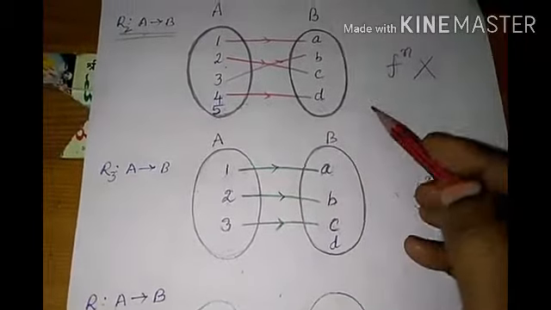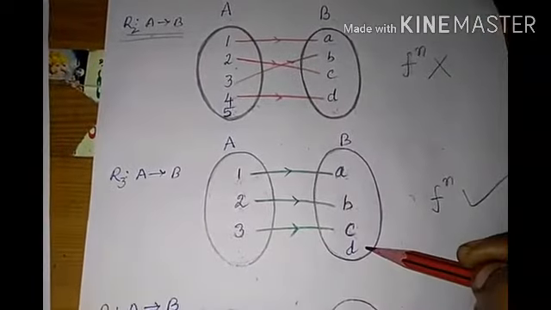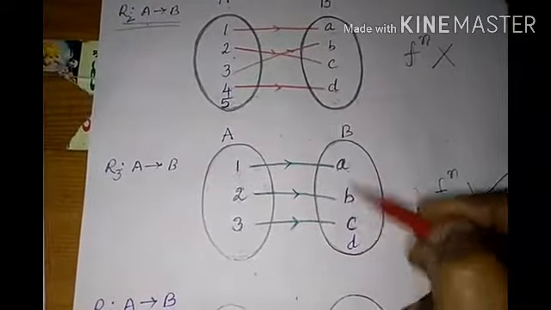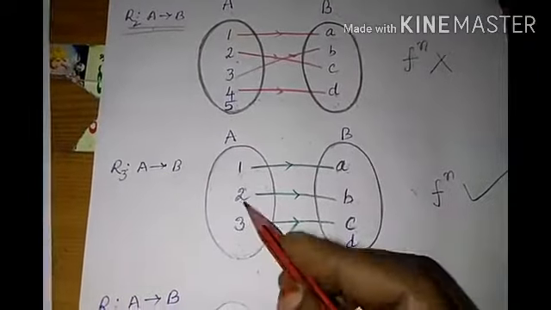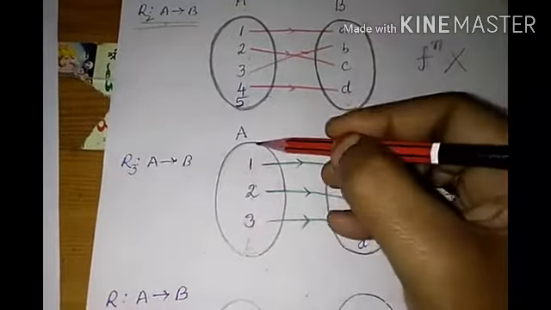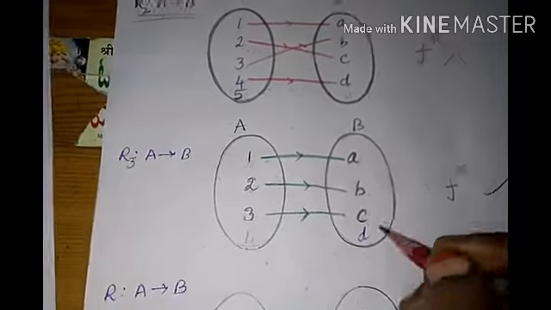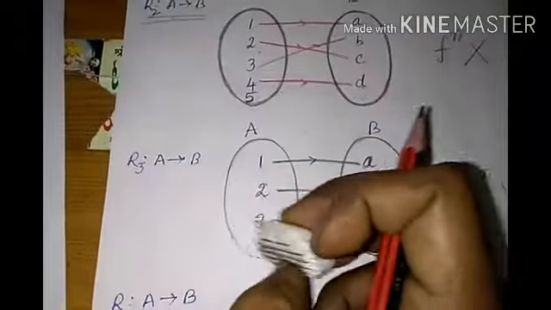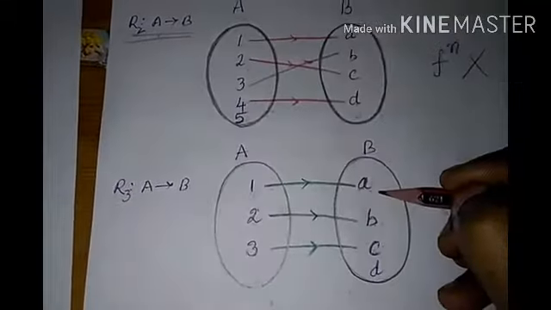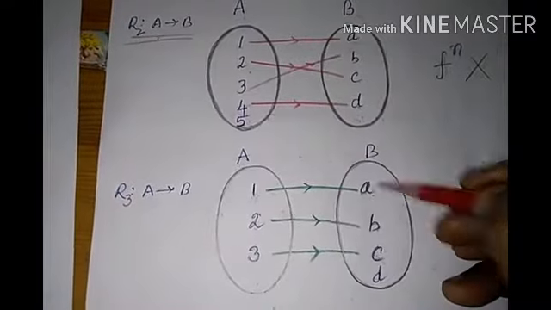In the previously discussed two examples, two cases failed. One input had two or more outputs, and in the other, one of the elements in A did not have an image. Here all elements in A have outputs. All inputs have outputs.